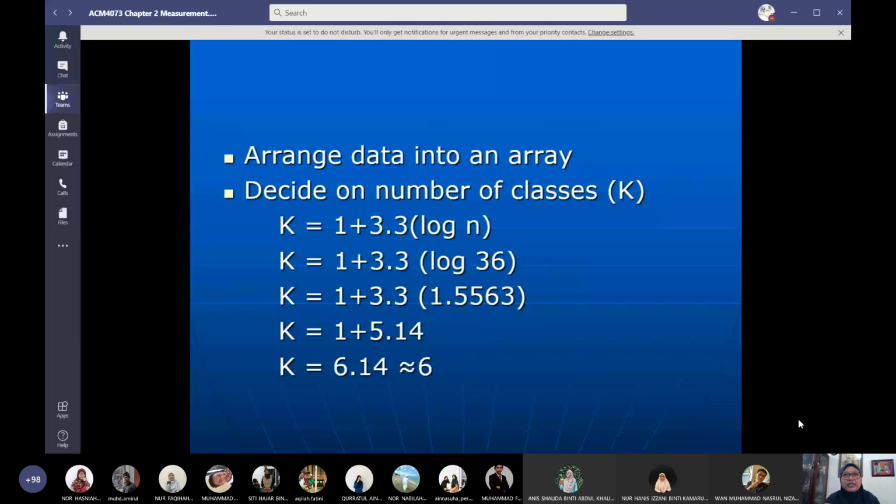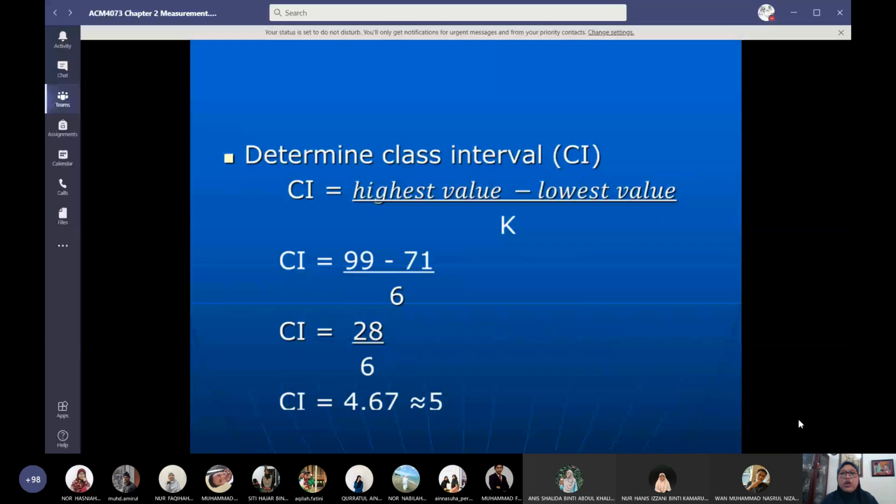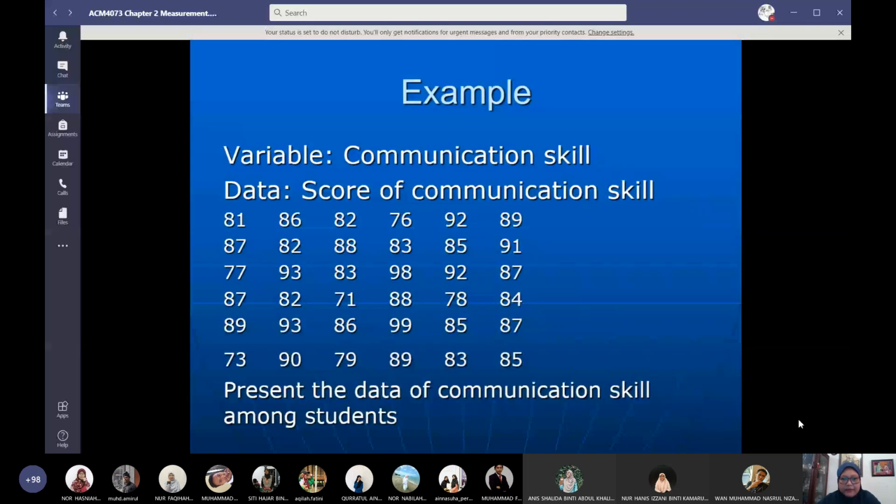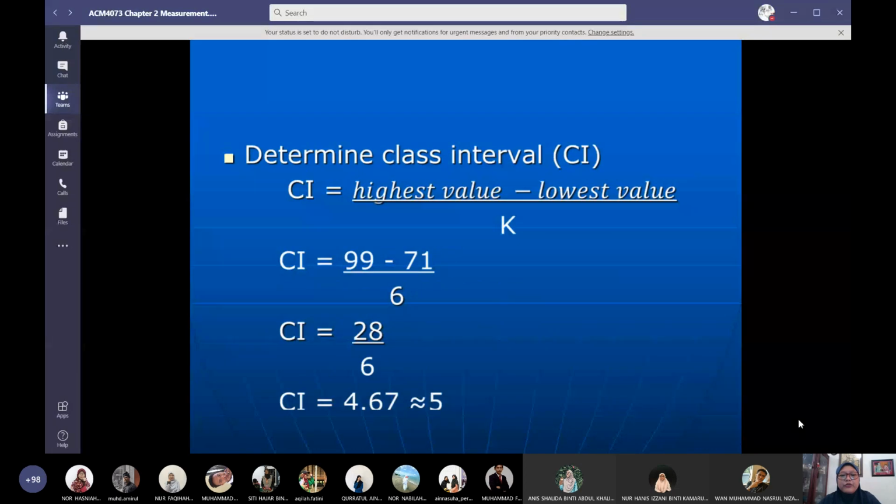Now we decide for each class what the interval numbers are. Now it's called CI, class interval. We go back to the scores. We must identify the highest value and then the lowest value. What is the highest value? And then you identify the lowest value. The highest value is 99 and the lowest is 71. You calculate 99 take away 71.